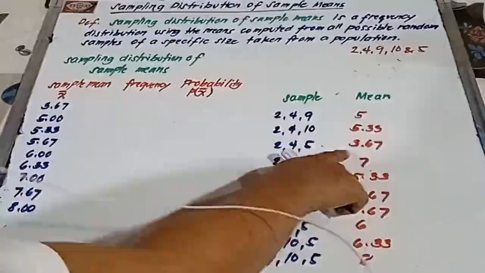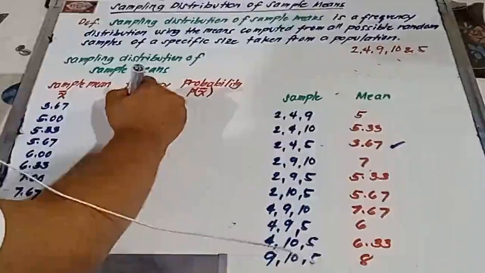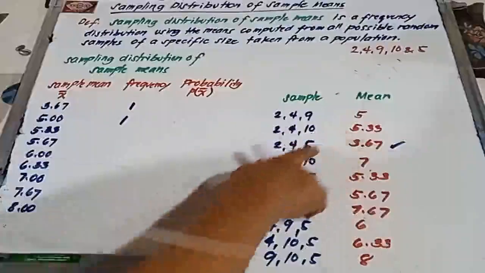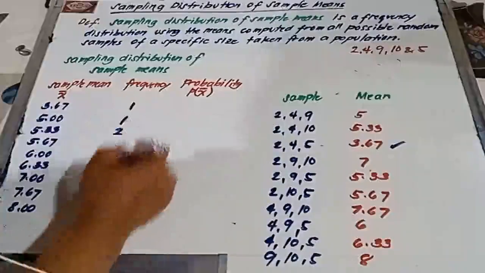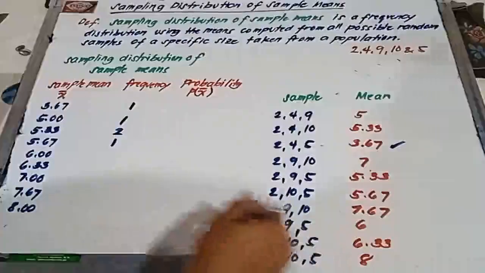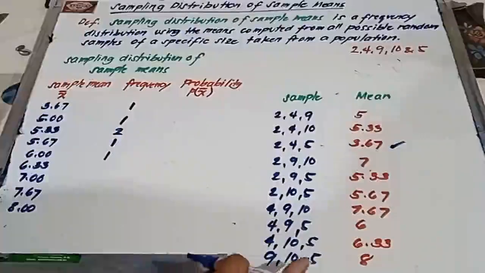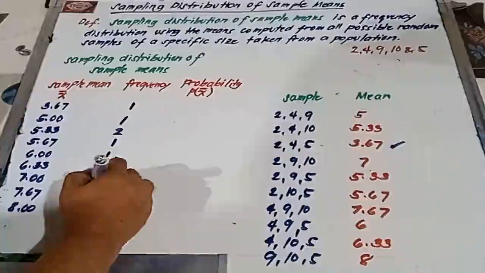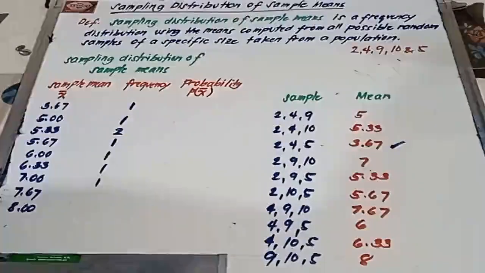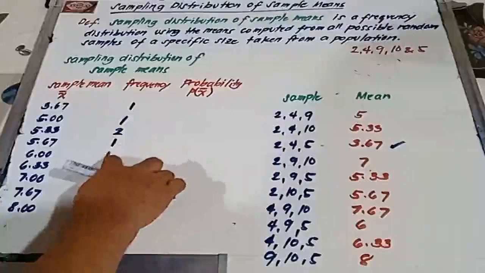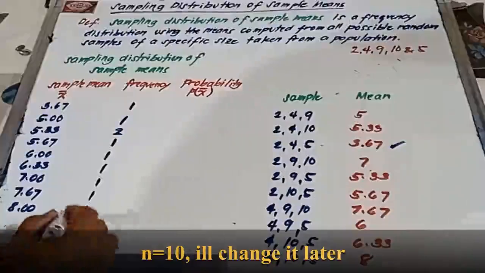Ang 3.67, isa lang. Ang 5.00 or 5, isa rin lang. 5.33, dalawa. 5.67, isa. 6, isa rin. 6.33, isa rin. 7.00 or 7, isa rin. 7.67, isa. At ang ating 8 ay isa rin. Bilangan natin. 1 plus 1, 2, 4, 5, 6, 7, 8, 9, 10. O tama, n equals 10.